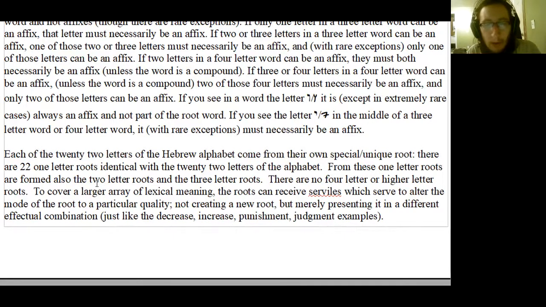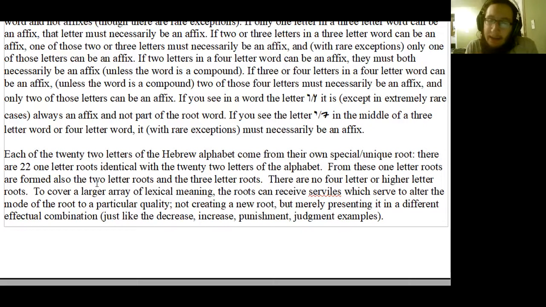And so there are no roots that have four letters or more. It's always three-letter roots. So if you see a four-letter word, there are some in the Hebrew language, then that is always a compound or a foreign word. A compound is taking two different words, putting them together. And let me rephrase. It's not always a compound. The other exception can be it has a prefix, right? Or a suffix or an infix.